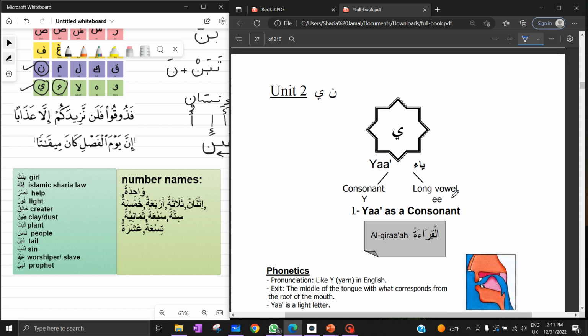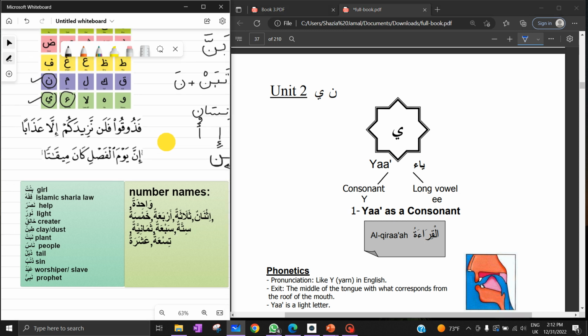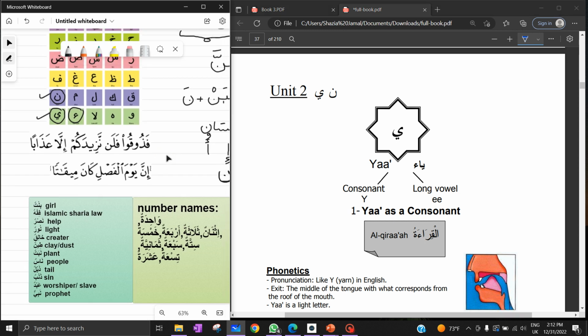Ya we will learn as a consonant or as a letter that we use. For example, in yaum, there is a Ya, but it is used as a letter. And we will learn Ya as a long vowel also. But before I start, I would like to give you some examples from the Quran. You can see the noon with shadda and fatha here. I have taken these examples from the Quran. As you can see, this is an ayah from Surah Naba.